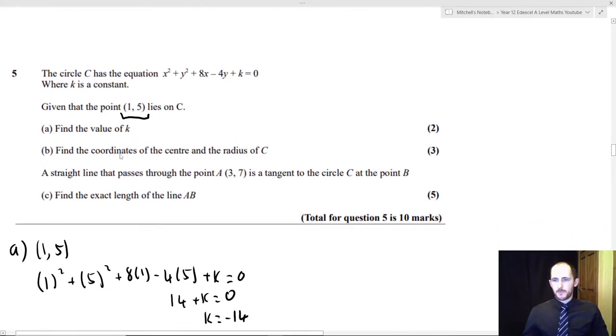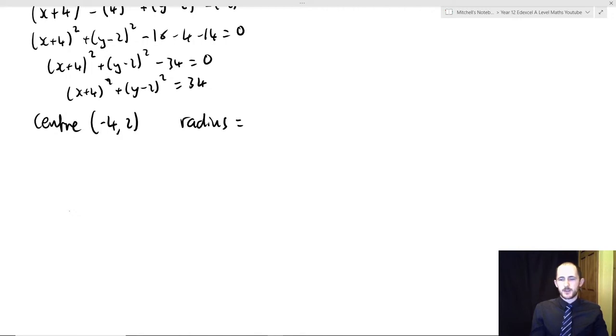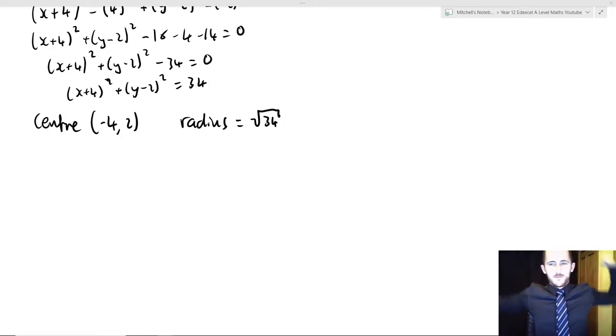So B, for the coordinates of the centre, all you do is you make it the opposite. So centre, and the radius just equals the square root of 34, which is a surd, so we don't need to actually write that out. Perfect. Okay, so hopefully that was reasonable.